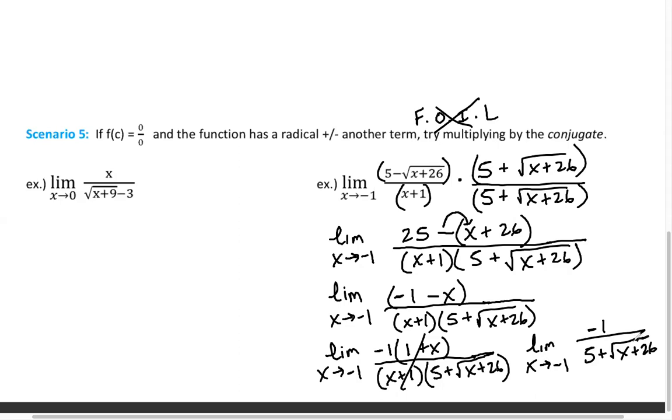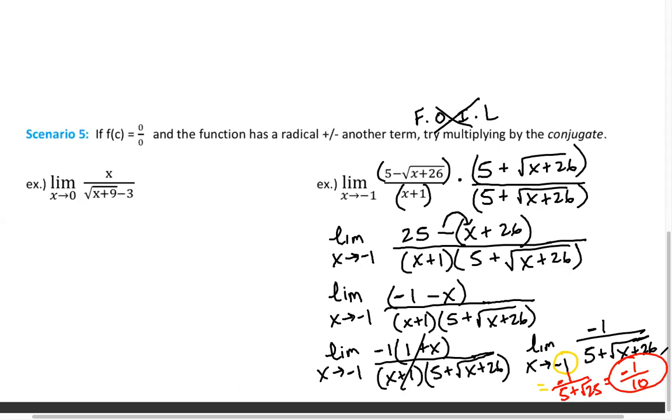Now, what happens at this point if we substitute in this limit value of -1? Okay, if we use direct substitution, what will happen? Well, let's see. How about red? We'll have -1 over 5 plus, if we plug in a -1, -1 plus 26 will become root 25. So that will be -1 over 5 plus the square root of 25. That's 5 plus 5 is 10. So our limit is just a -1/10.